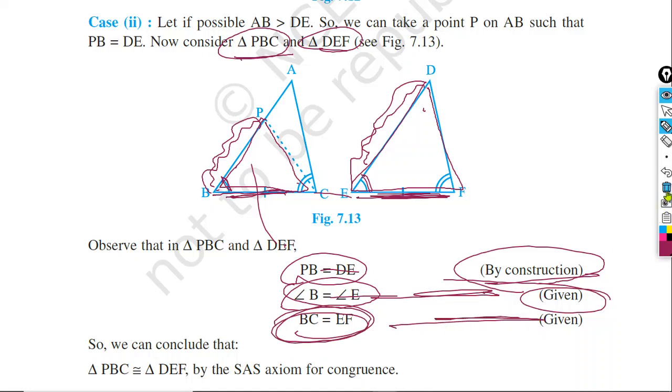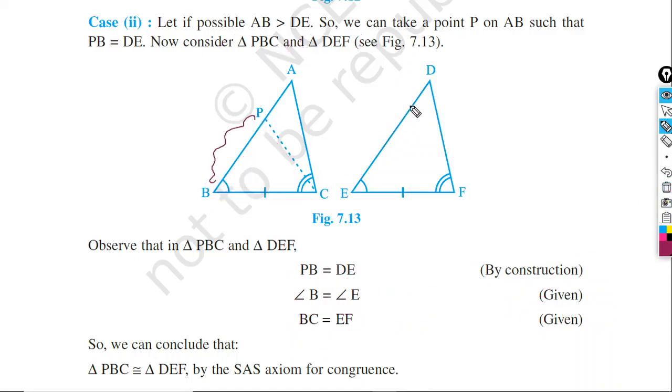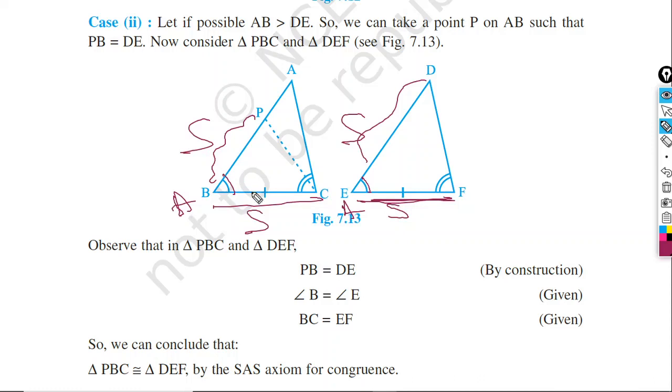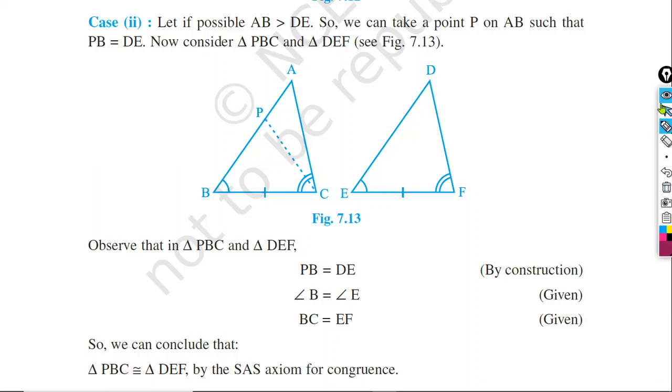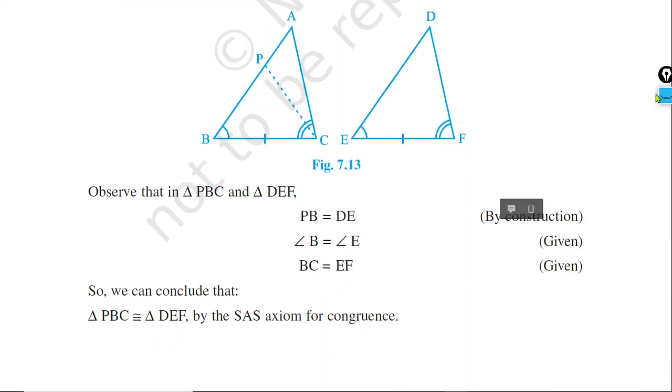Now look at the figure. BP equals DE, angle B equals angle E, BC equals EF. Therefore, side angle side. Here side angle side means two sides and the angle in between, or included angle. Two sides and the included angle are equal in the two triangles. Therefore, we can say triangle PBC is congruent to triangle DEF.